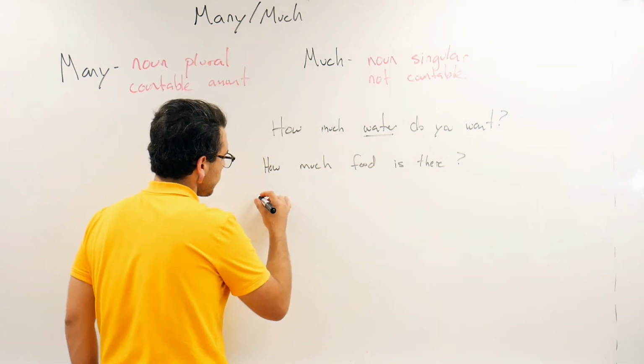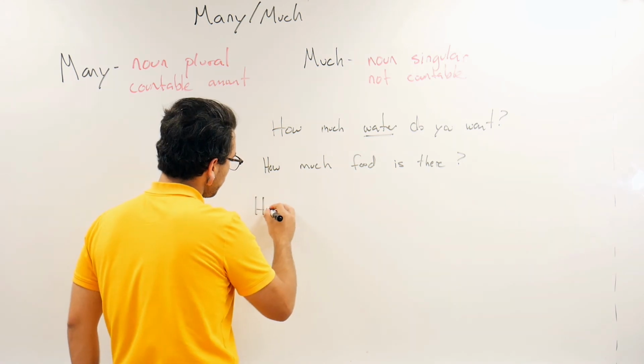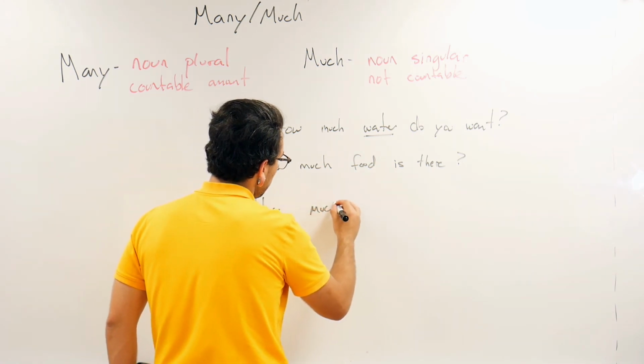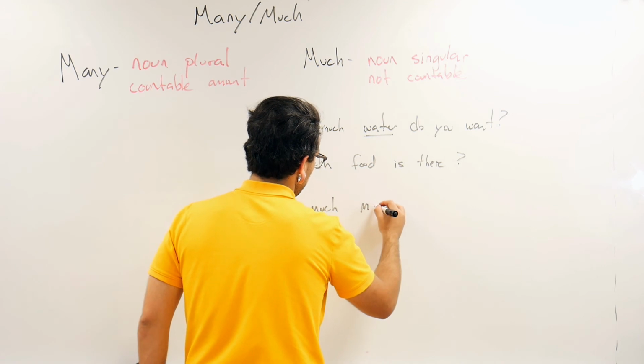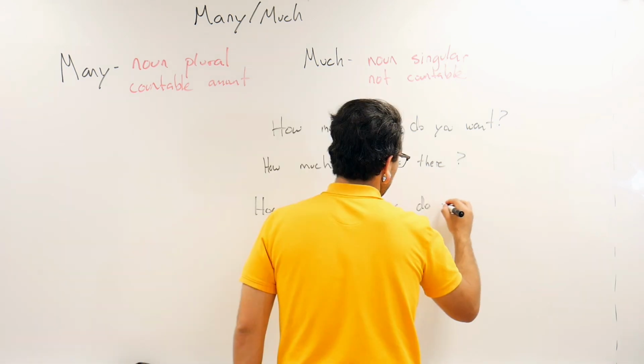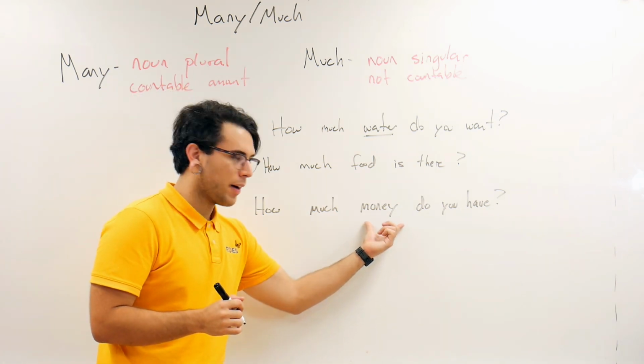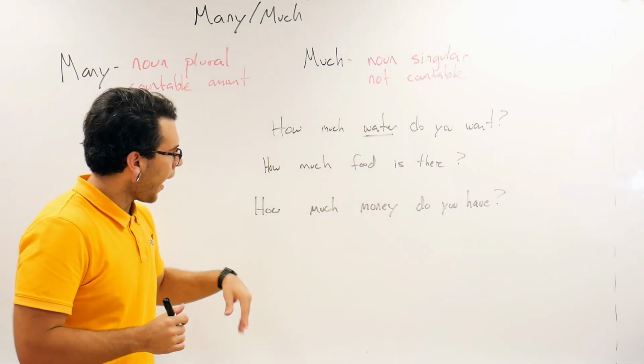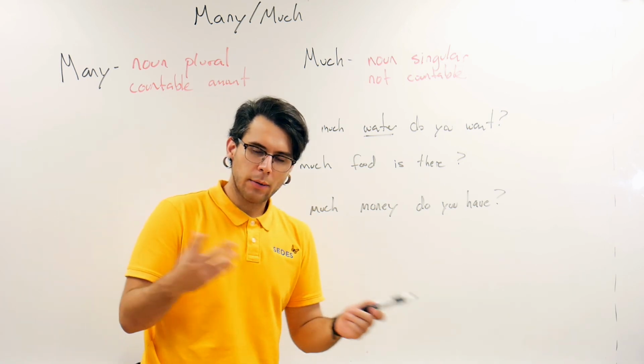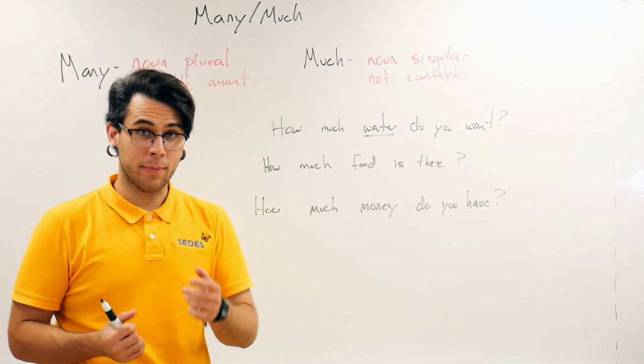We'll do the last one. Another example is how much money do you have? And for this one, again, the noun money is singular. And the answer would be a little, a lot. How much money do you have? I have a little money. I have a lot of money.